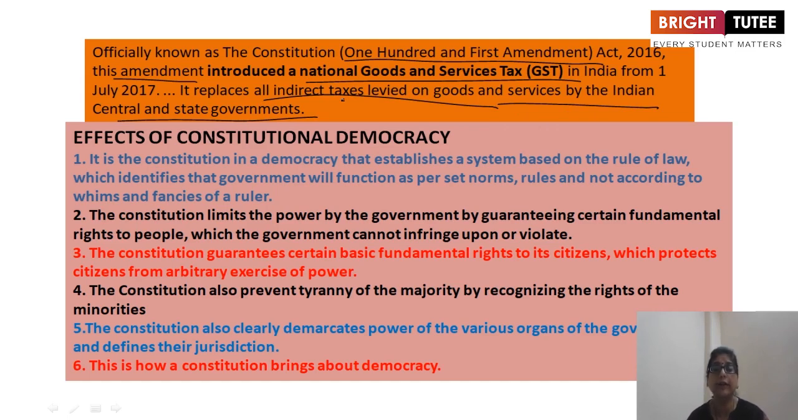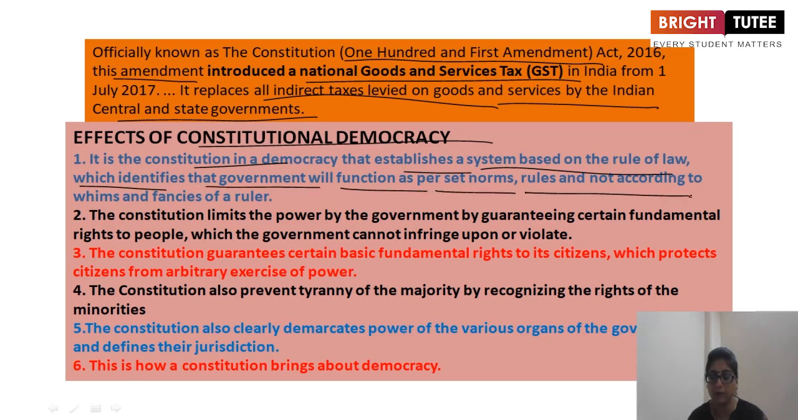Now, what are the effects of these constitutional democracies? It is the constitution in a democracy that establishes a system based on the rule of law, which means the government will function as per set norms and rules, and not according to whims and fancies of a ruler. And the constitution limits the power of the government by guaranteeing certain fundamental rights to people, which the government cannot infringe upon or violate.